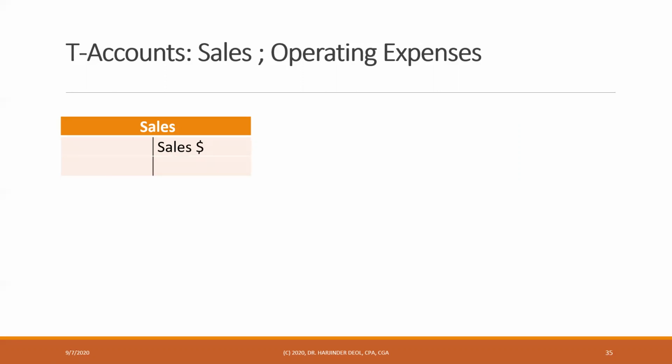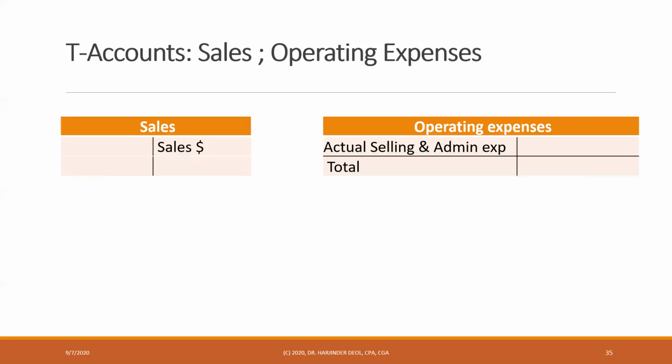Similarly, for the operating expenses, expenses are debits, so you will show the actual selling and administrative costs incurred by the business on the debit side of this operating expenses T account. And then keep in mind, students often forget to do this. You must add them up to give a total. Okay?